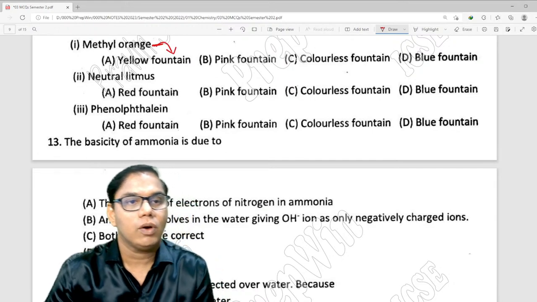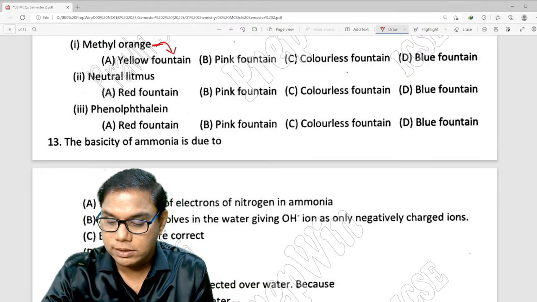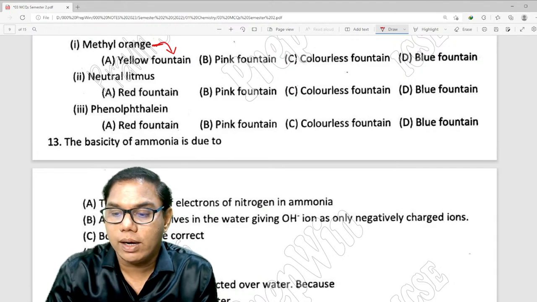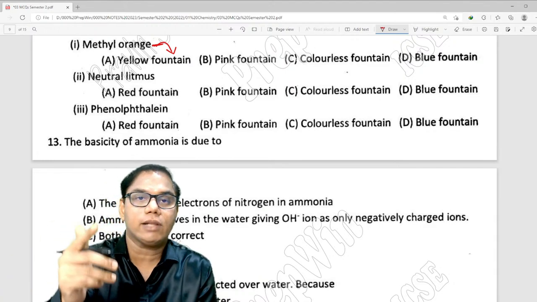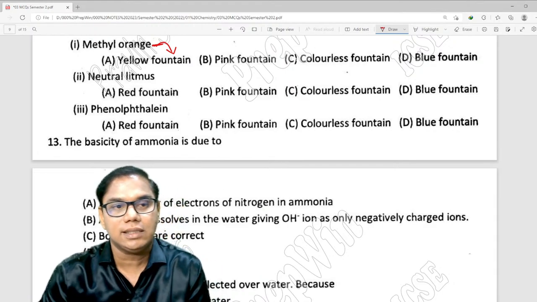Correct answer is A. You will observe a yellow fountain because base converts methyl orange to a yellow color. If you don't remember, please remember it, okay? Very important. Neutral litmus. This is easy.